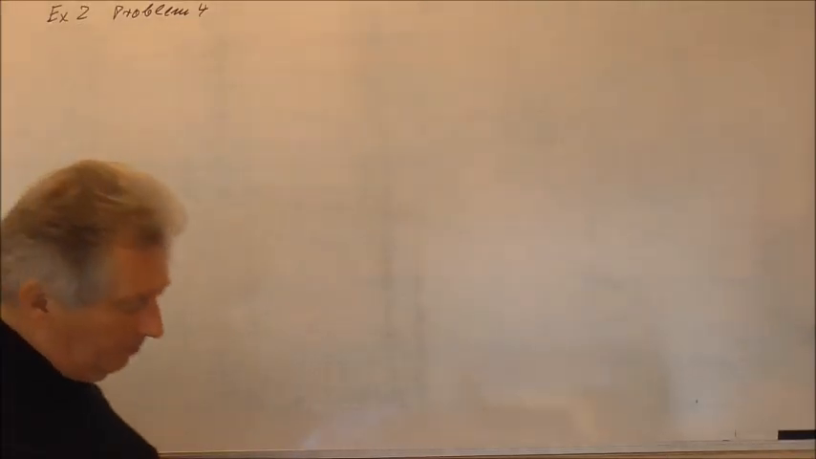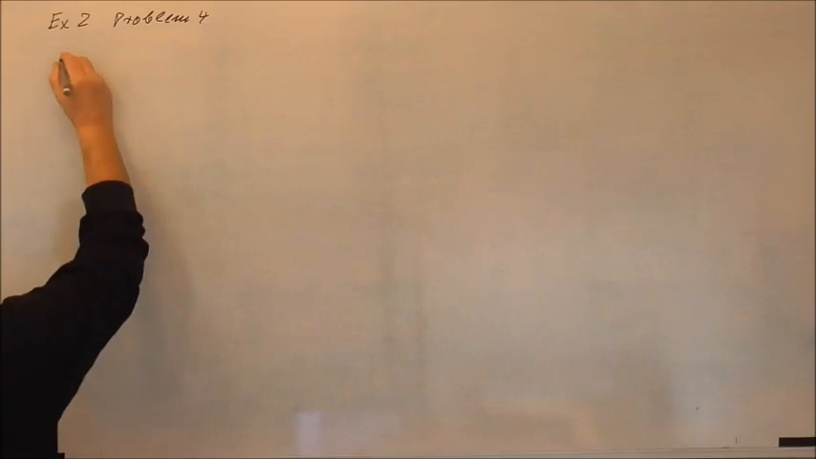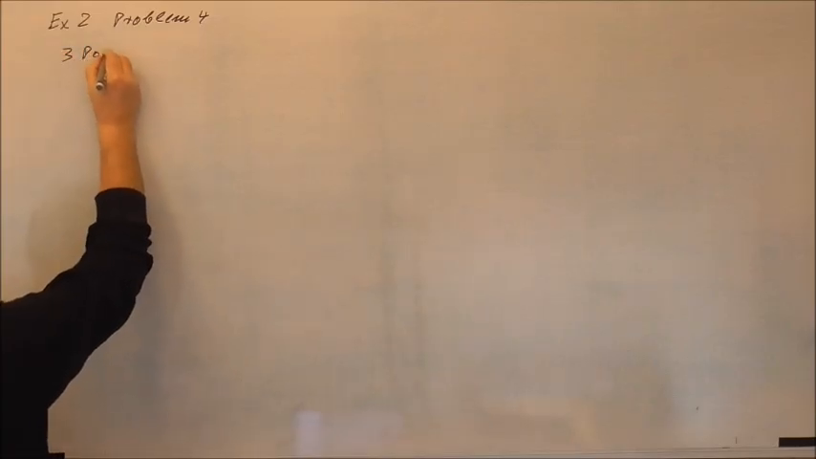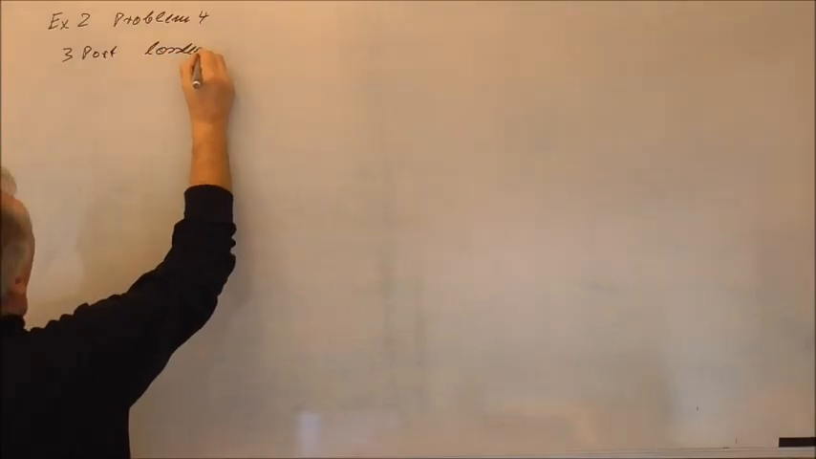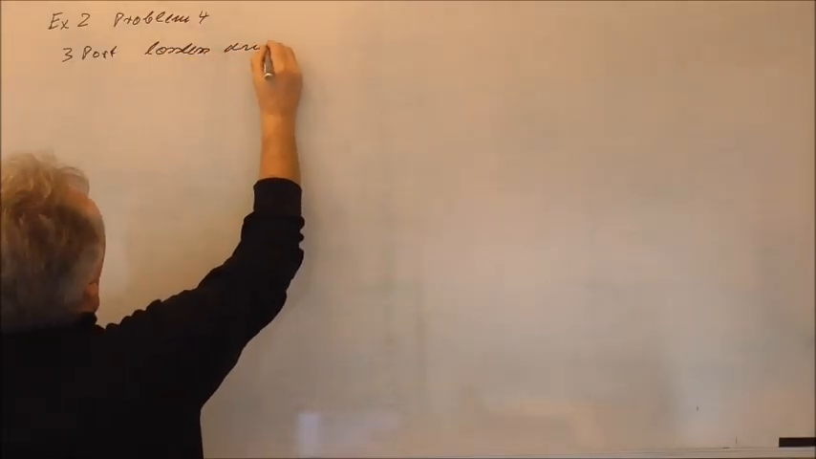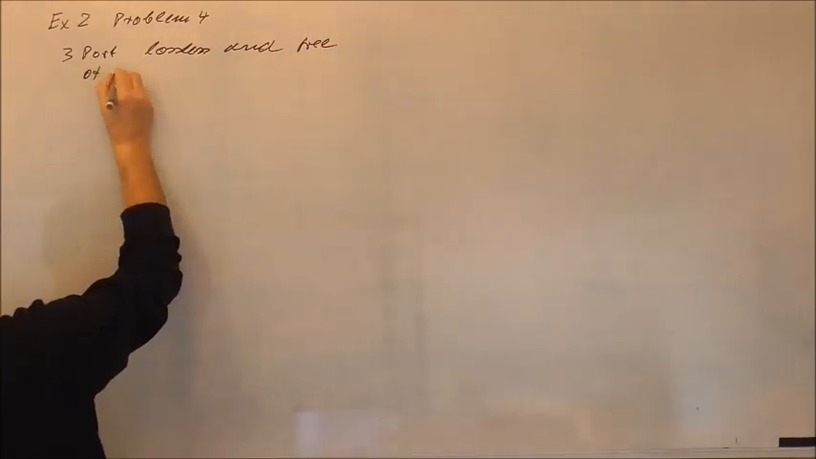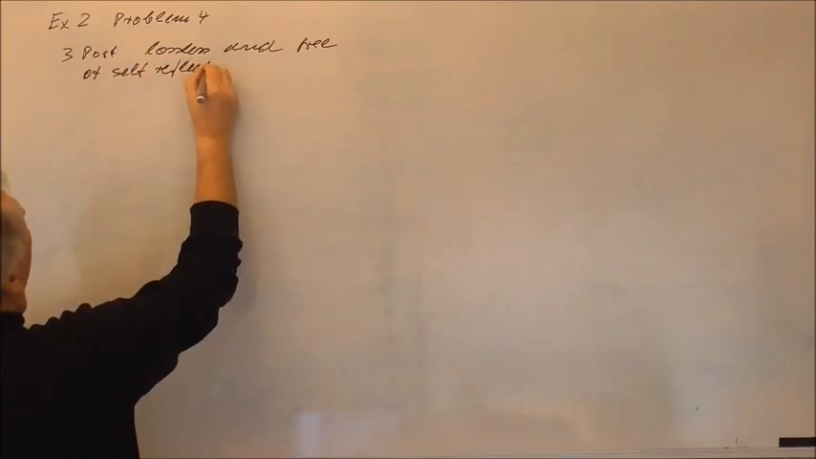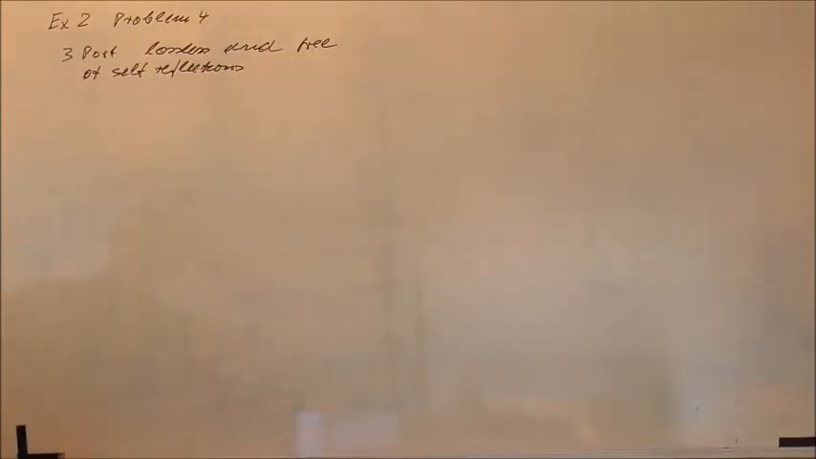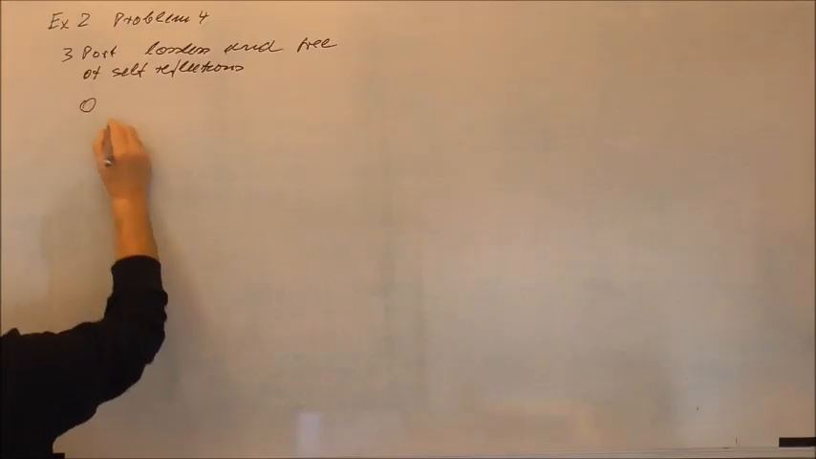Yeah, we will discuss now exercise 2, problem 4, and here it's written: it's a 3-port, and this 3-port is lossless and free of self-reflections. So this means again we see that the elements of the main diagonal are 0.